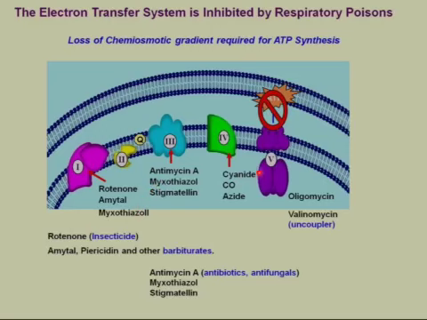Complex 4 is stopped by cyanide. So that's what cyanide does. It stops electron flow at complex 4. Carbon monoxide and azide will do the same thing.